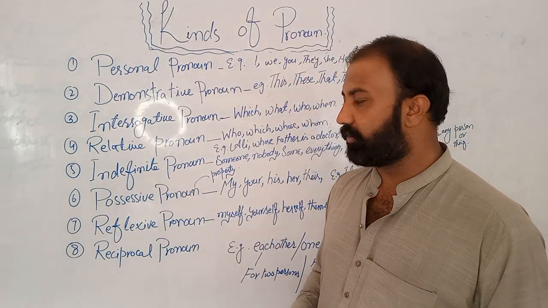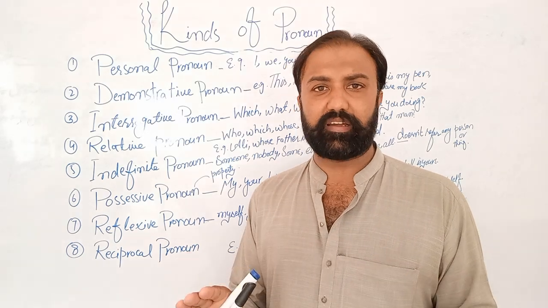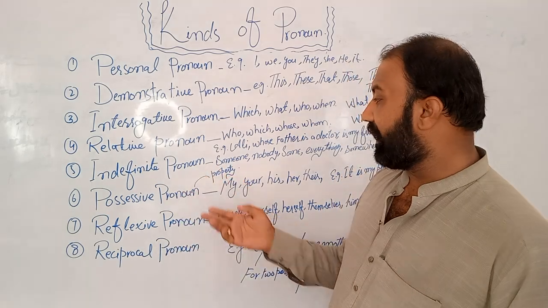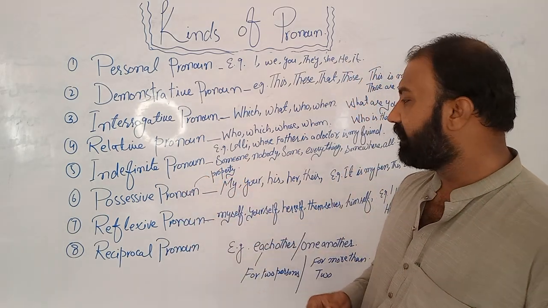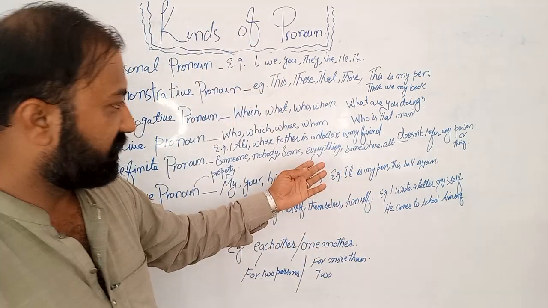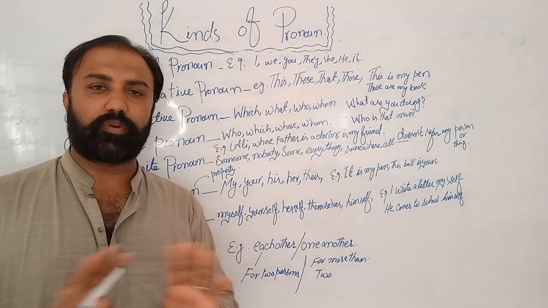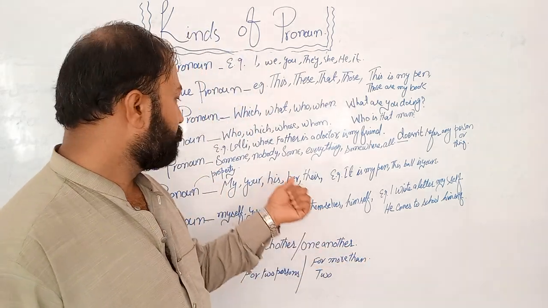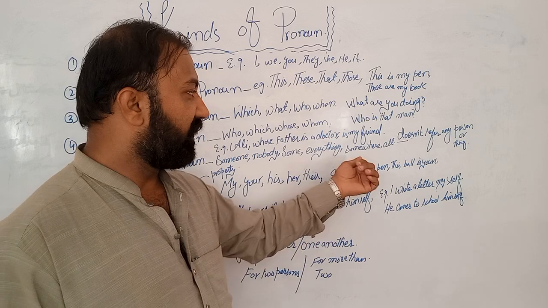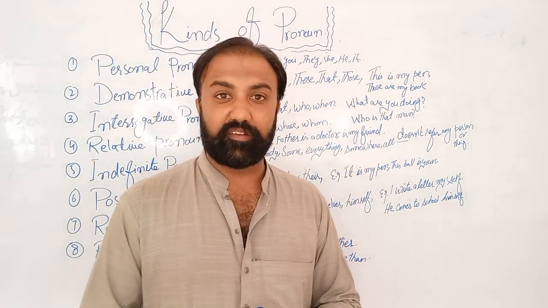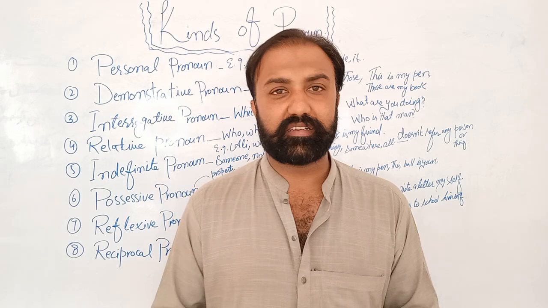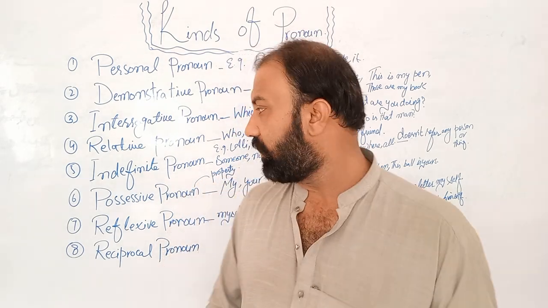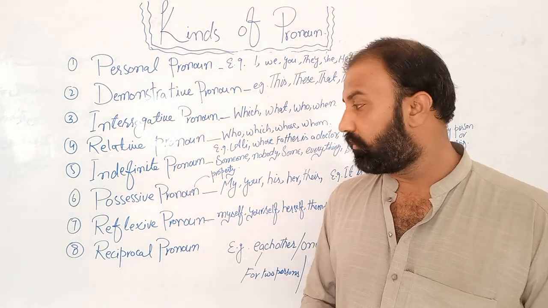Then we have the indefinite pronoun. Indefinite means not specified, not a particular thing. For example, some, nobody, everything, somewhere. A few more examples I have mentioned here: all, everyone. This does not refer to any particular person or any specific thing. For example, when you ask, can someone help me? Over here, someone is an indefinite pronoun.